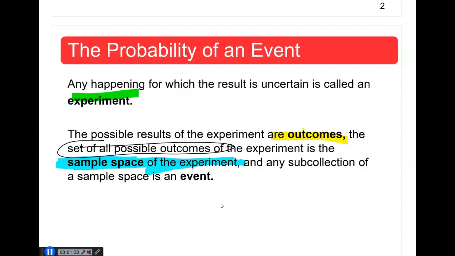Any subcollection of the sample space is an event. And so an event will be a subset of the sample space, and it could be one outcome or more than one outcome, but with something in common.